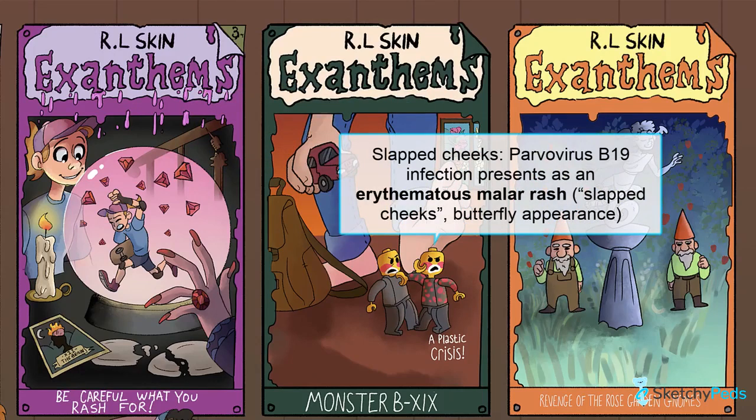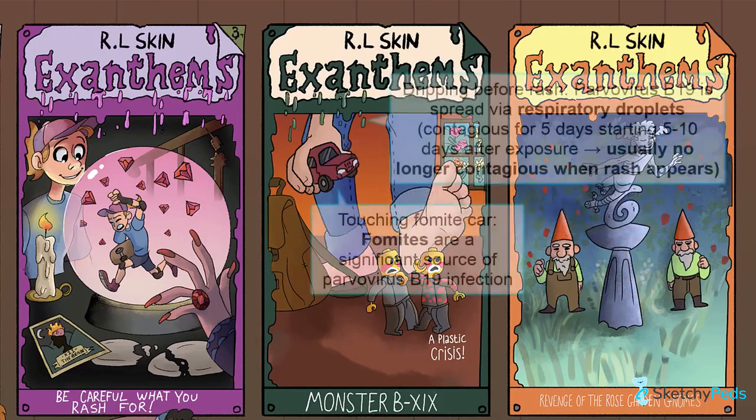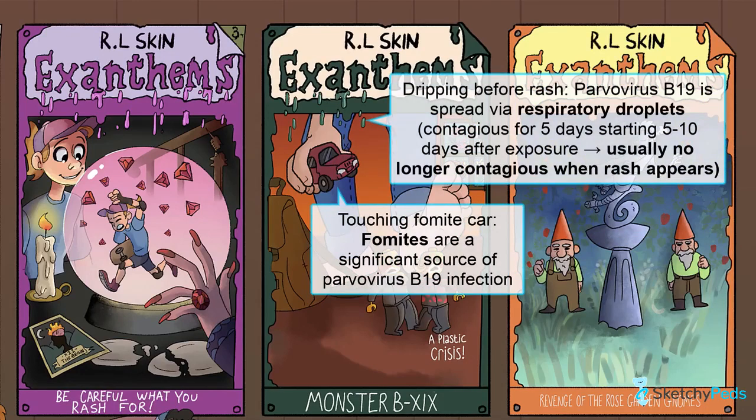You'll see this depicted on the possessed parvo-sized toy men in the midst of a slap battle, with rosy red cheeks to prove it. The parvovirus is primarily transmitted through contact with respiratory droplets, which is again illustrated by the drops coming from the Exanthems book title. However, the virus is stable in the environment, which means fomites are also a significant source of infection, and is depicted by the toy car being held by the kid in his room.